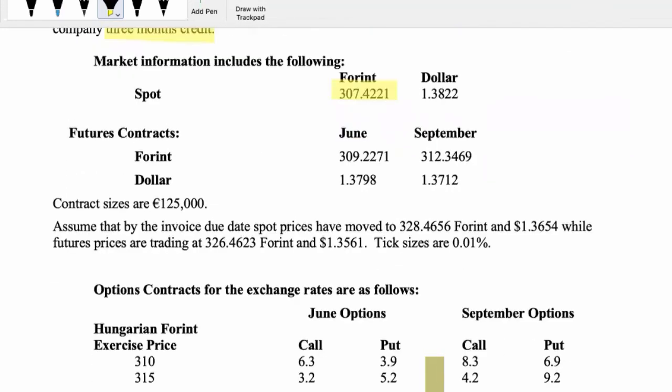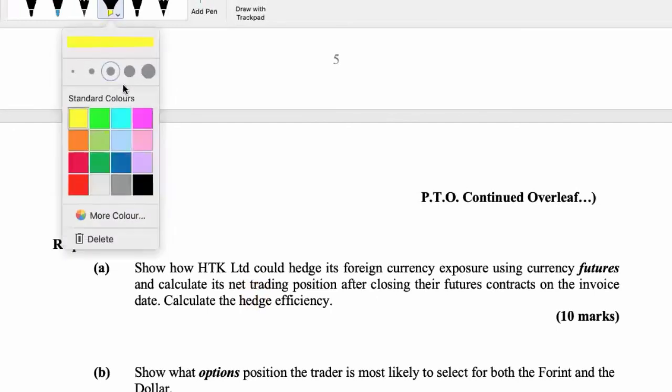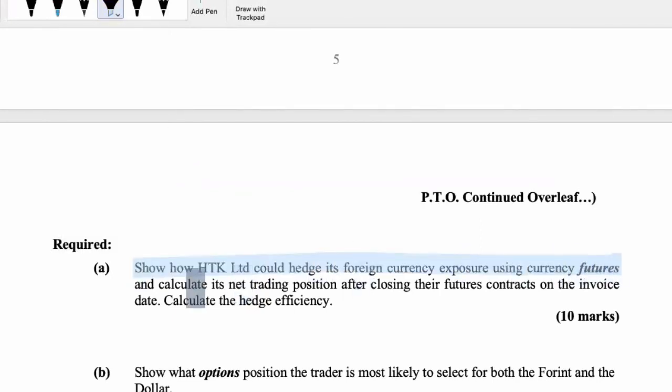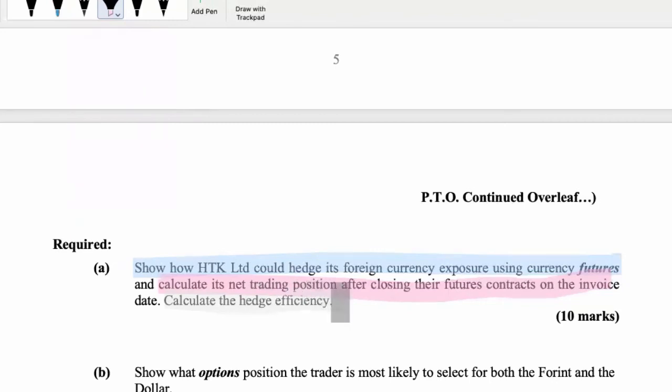Okay, and looking ahead at the question, we want to find out what your outcome is using futures. Yeah, just futures. So the first one is what your outcome is regarding futures, your net trading position, and your hedge efficiency. So there's a number of things going on in here. Okay, I'm just going to highlight those few parts and maybe read it a little bit better. Show how you could hedge using futures. Okay, so that's one. Calculate its net trading position. Great. And calculate the hedge efficiency. There's 3 parts there to that question.